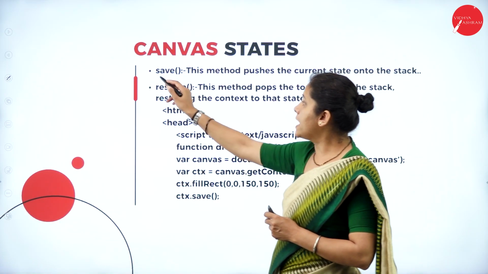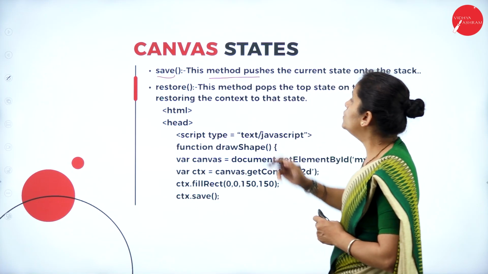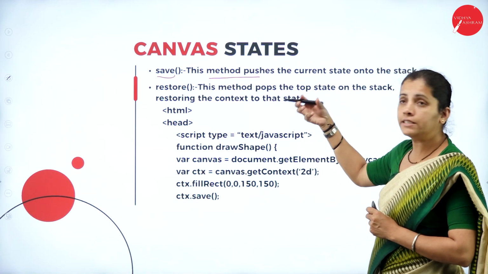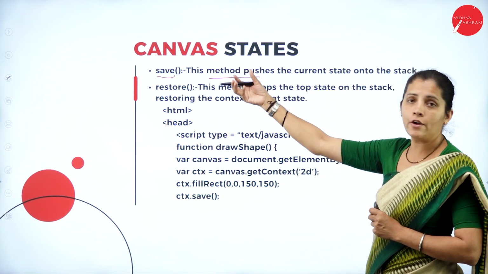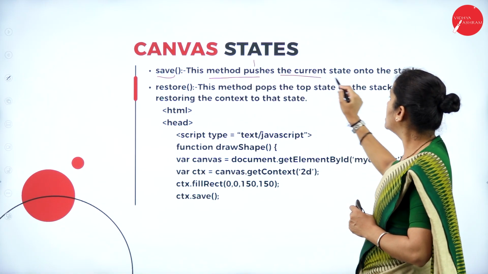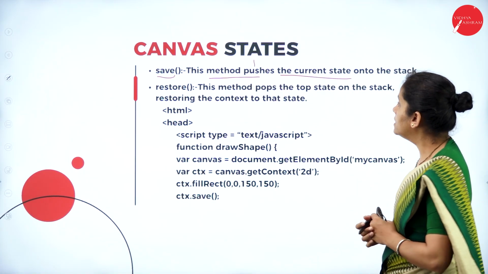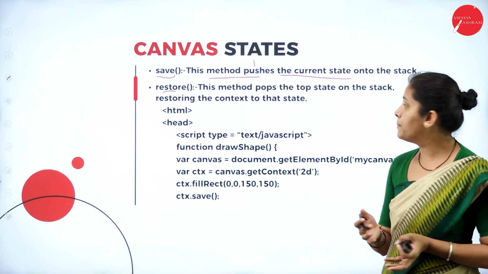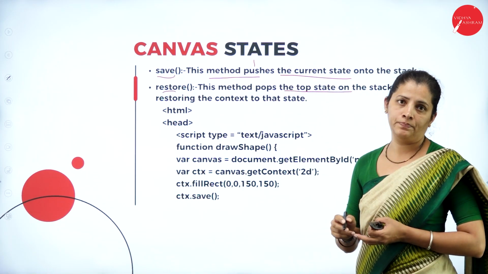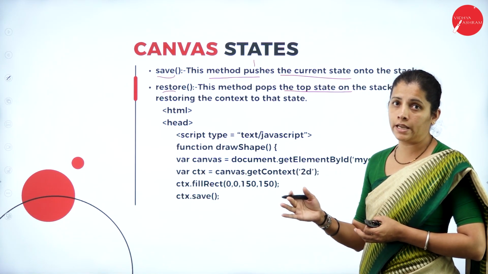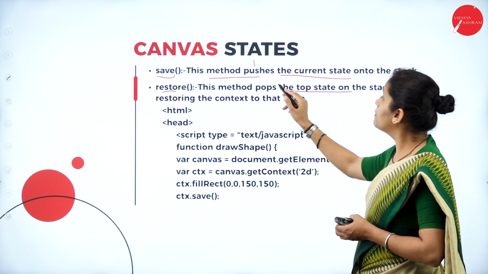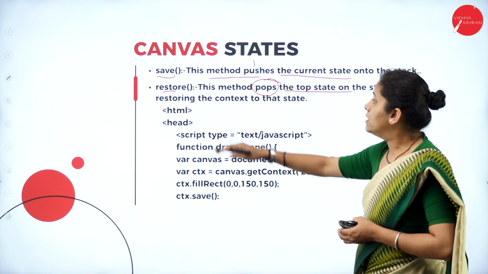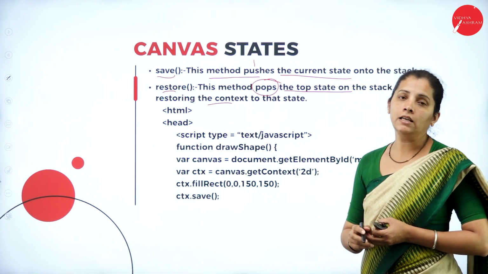Okay, fine. So save is a method used to push, in the sense what? I'm going to store the current state of the canvas through the save method. So push the current state on the stack. Then what about restore method? Restore method is nothing but the pop. Pop the top state, the last inserted state. So what I'm doing, I'm going to pop the top state on the stack, restoring the context to that state.